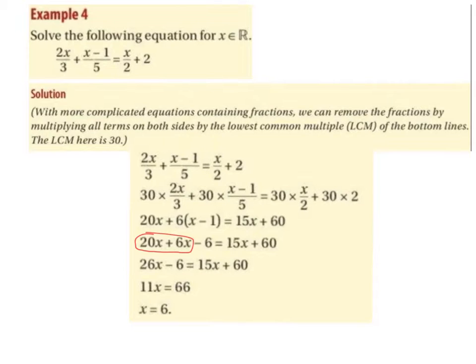So then we're going to bring all the x's over to the left-hand side. So the 15x comes over and becomes minus 15x. So 26x minus 15x is 11x. And then the minus 6 comes over and becomes plus 6. And 60 plus 6 is 66. So 11x is equal to 66. And 66 divided by 11 is 6. So x is equal to 6.